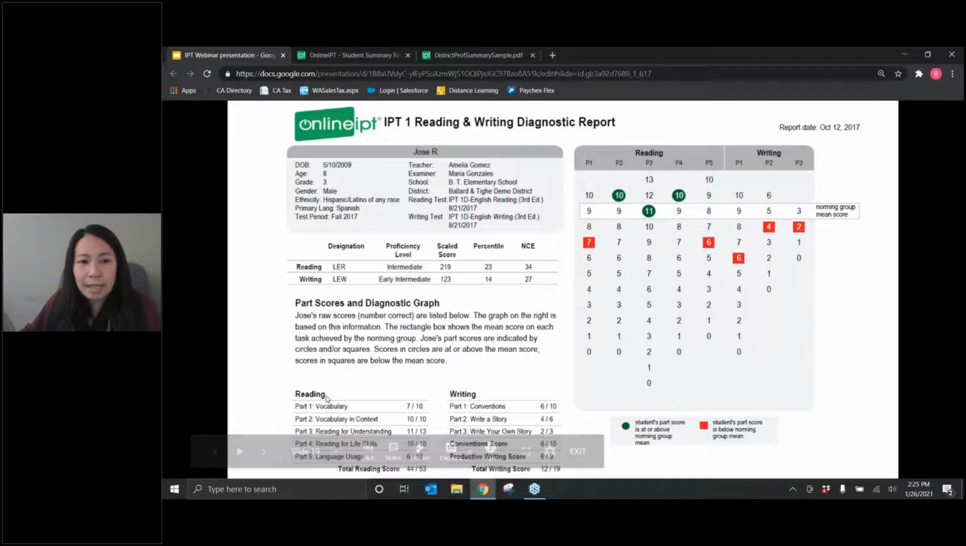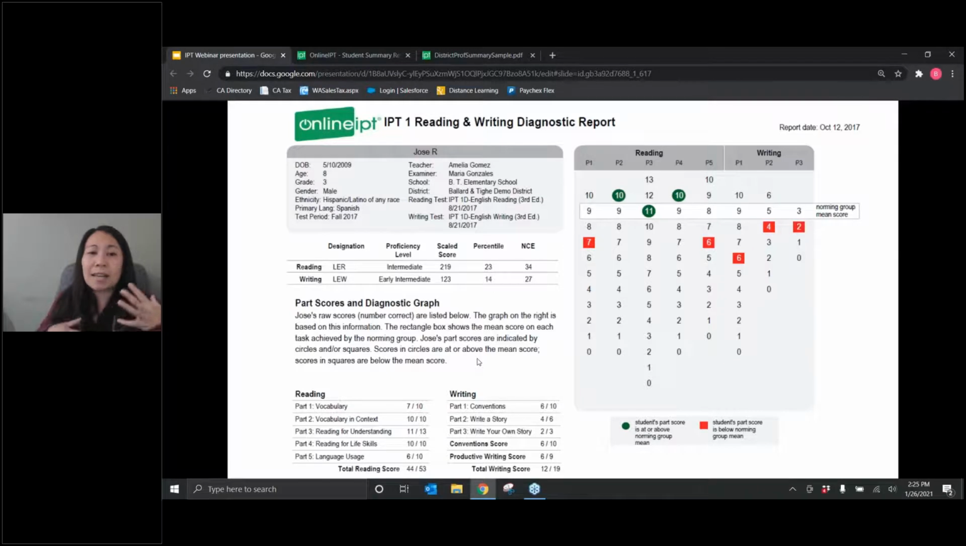You're also going to see in the part that just got covered, in the reading, you're going to see vocabulary, reading for understanding. But like we talked about earlier, vocabulary is 7, but in context, the student can guess the meaning of the word. And then you'll have reading for understanding, reading for life skills. Reading for life skills is when students look at charts or calendars or some kind of graph, and they can then comprehend what's going on there. But you can see here, language usage and conventions are very weak for the student. Both areas are 6 out of 10.